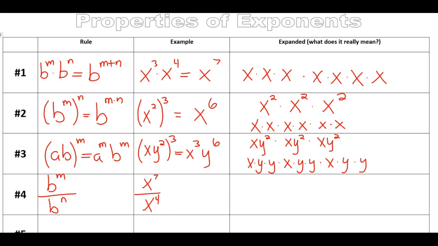Now the numerator is just step 1. X to the 7th is x times x times x times x times x times x times x, over, and then x to the 4th is x times x times x times x.